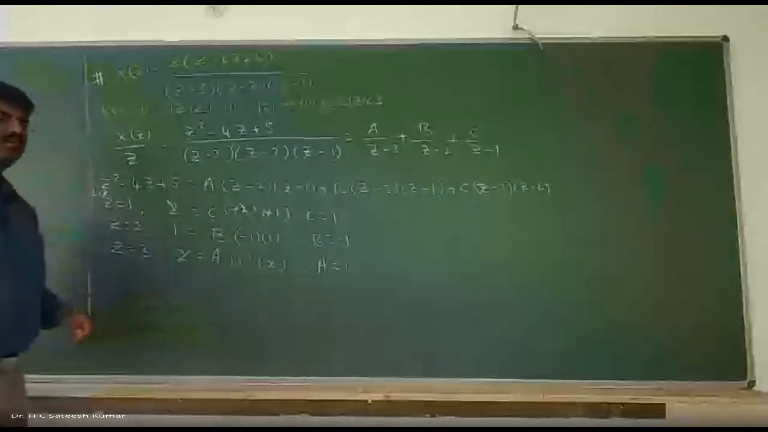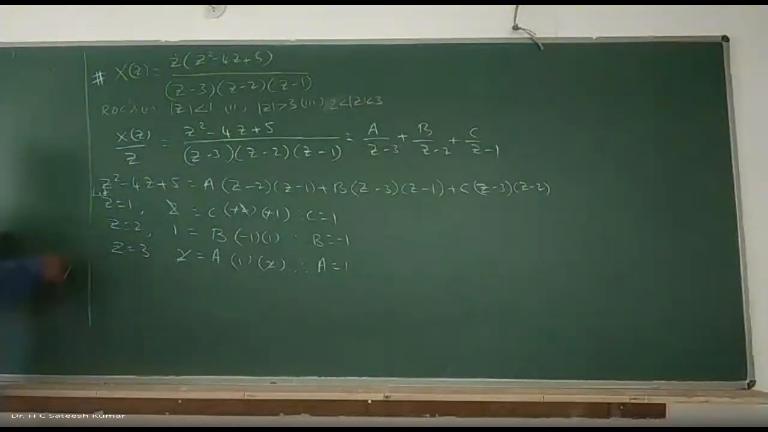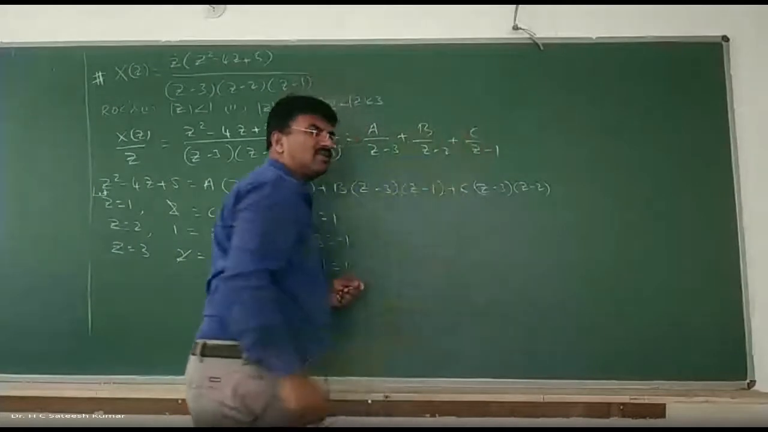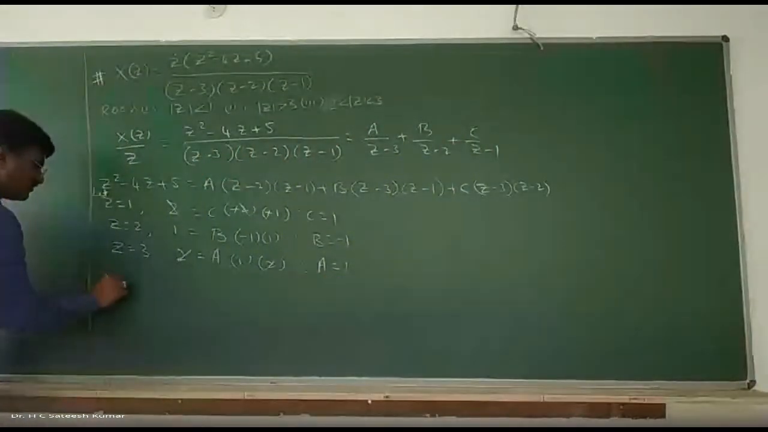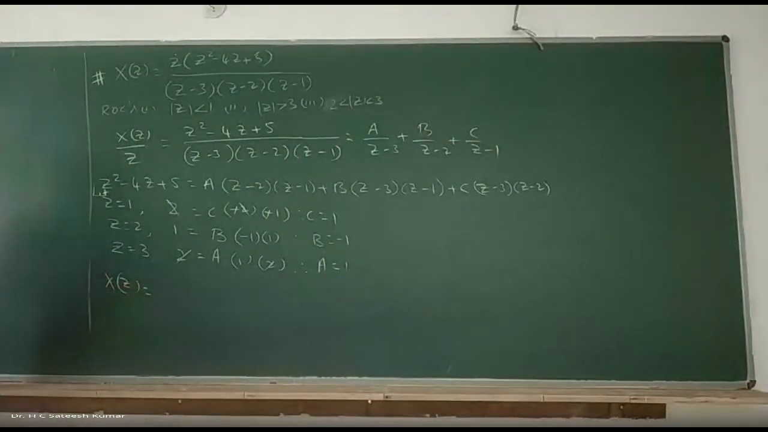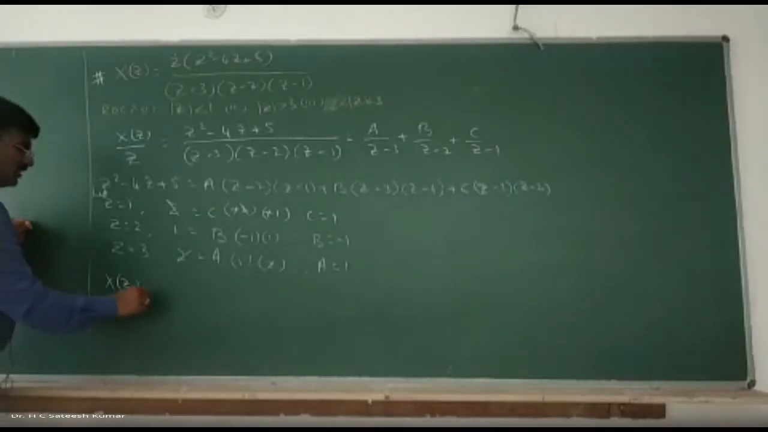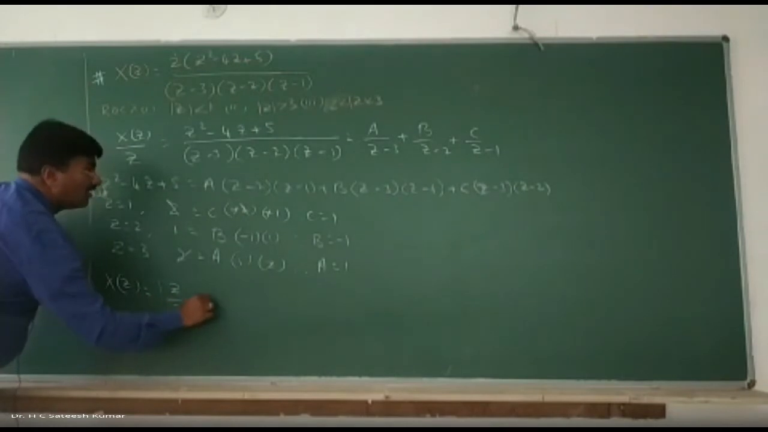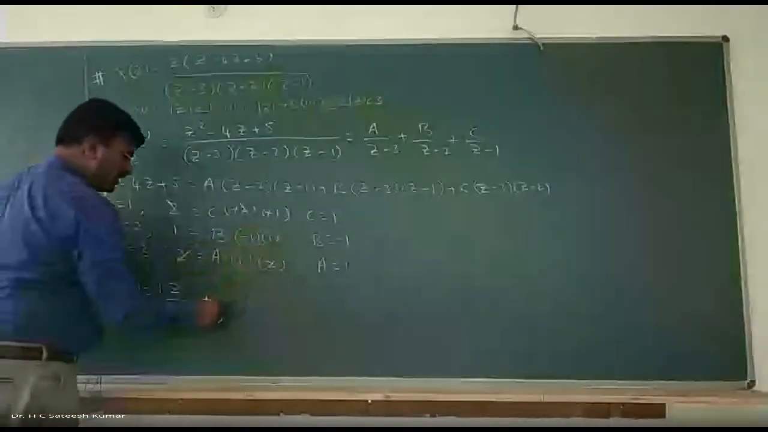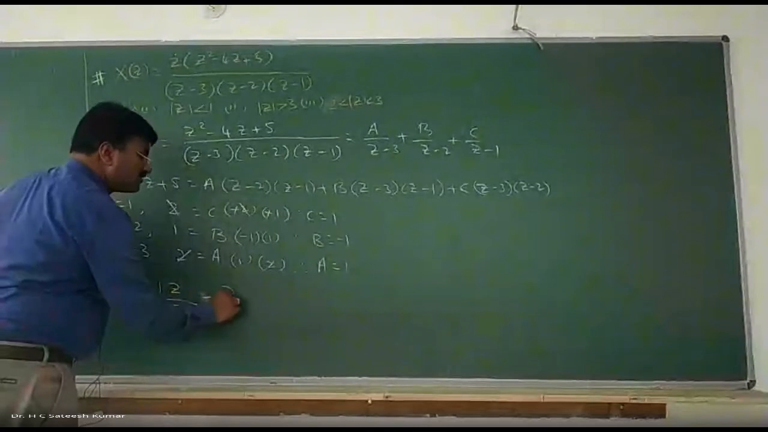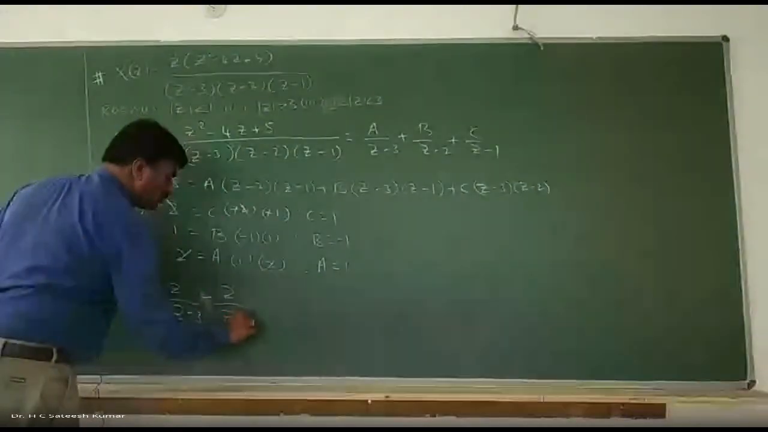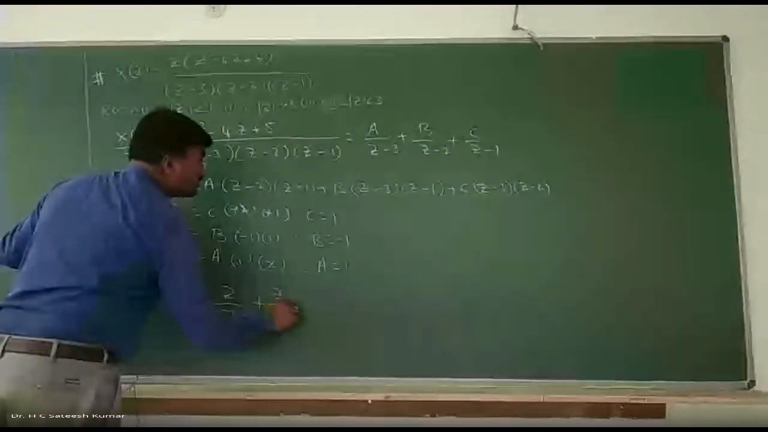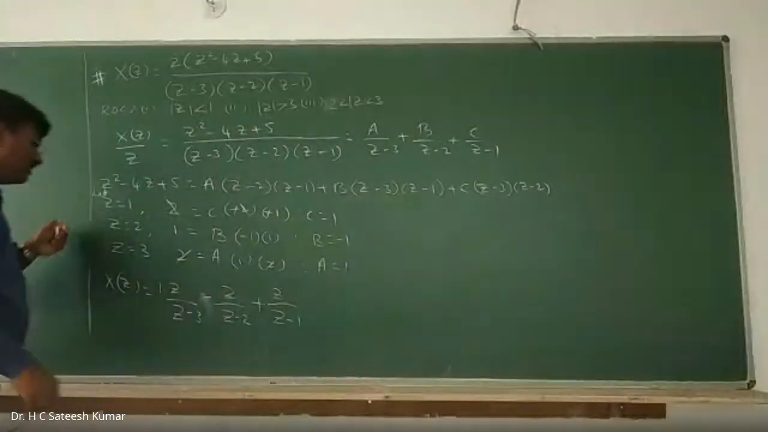So, what is your X(z)? Now, what you should do is cross multiply this z to the numerator and substitute the values of A, B, C. Therefore, we get X(z) as: A is 1, so z divided by (z - 3), plus B is minus 1, so minus z divided by (z - 2), plus C is 1, so z divided by (z - 1). So, this is your X(z).